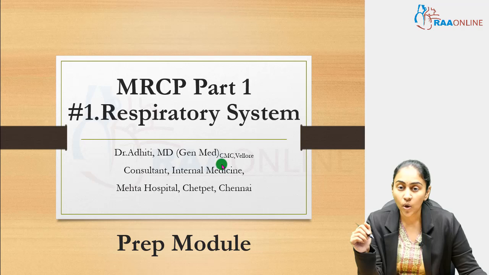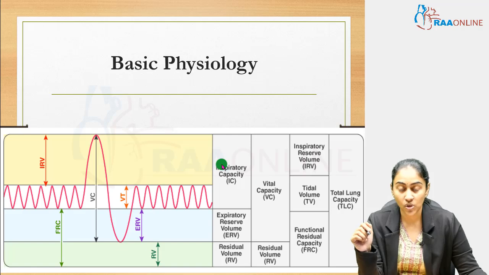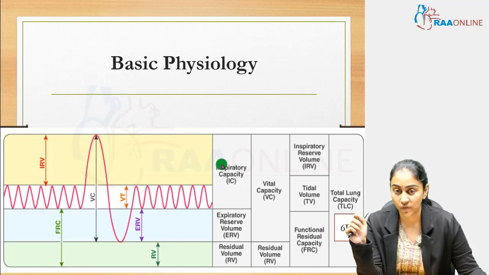So let's start out with the respiratory system. This is the first installment of our MRCP Part 1 revision series. It's very important to understand the basic physiology in the respiratory system. It's very important to know about the different volumes, and which volumes make together which capacities. We have 4 different volumes in the respiratory system, and they all put together make up 4 important capacities. So let's try to understand each of them.